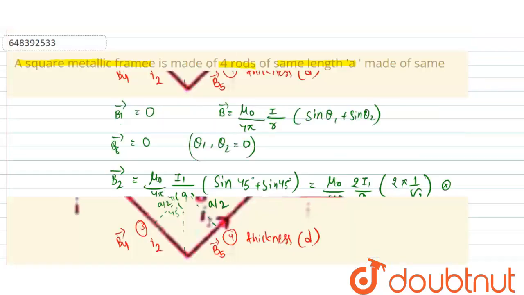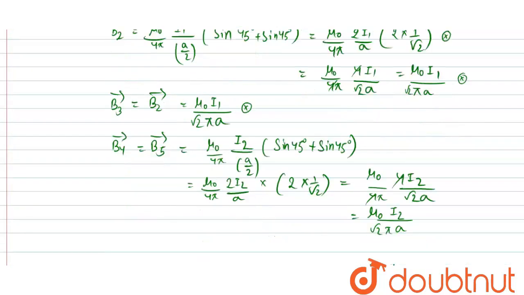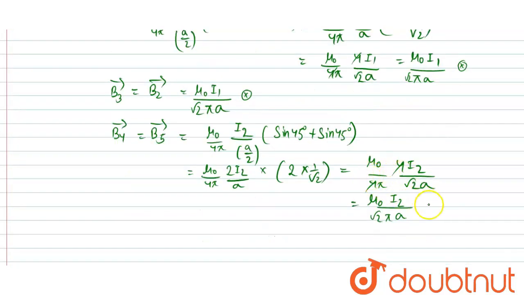But what about the direction of the magnetic induction? If we put the same right hand thumb rule, it will be towards the plane, that is inward. So you can show it like this. Here B4 and B5 all are same magnitude, and now we have to find the net magnetic induction at the point O. For this we have to know the relation between I1 and I2.